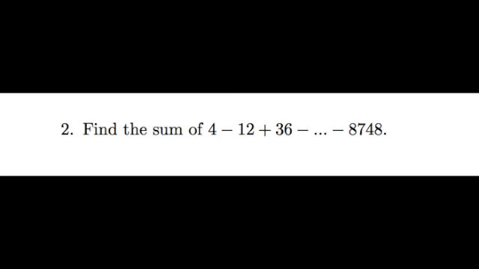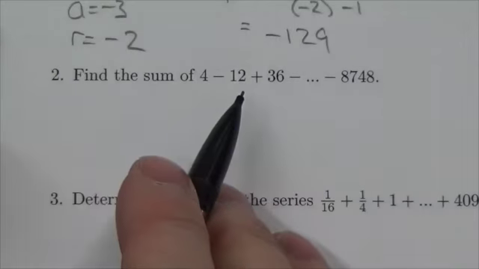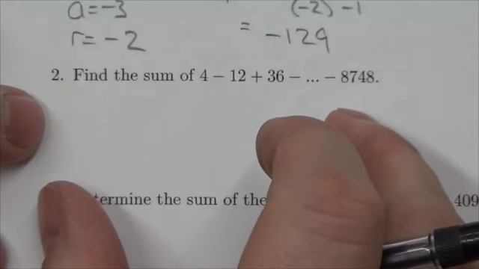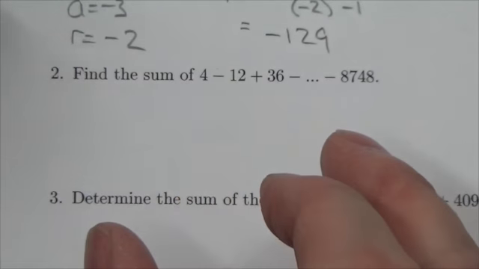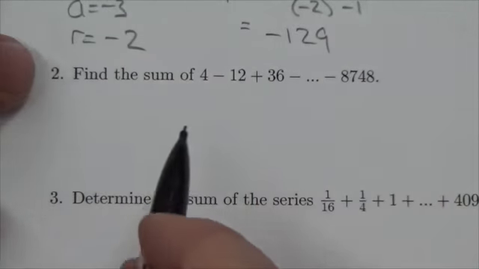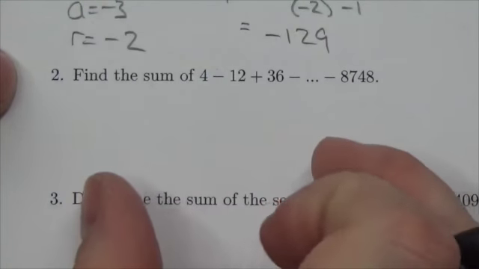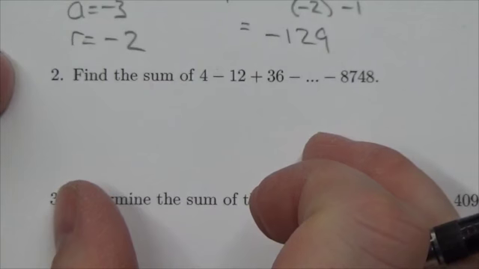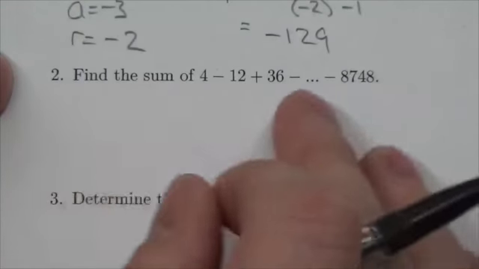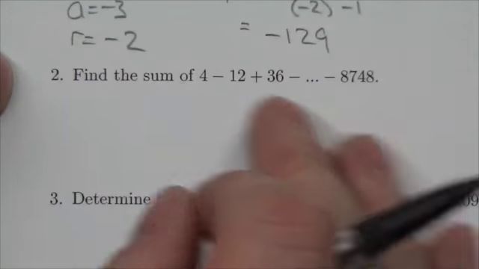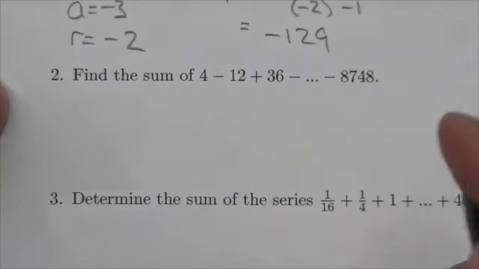Find the sum of the series 4 minus 12 plus 36 out to -8,748. Now I like this question here because I like to contrast it with what we would have done in the arithmetic series section here. If you had a question similar to this in the arithmetic series, that question would have actually been very difficult. But in this case right here with a geometric series here, it's actually not that bad here.